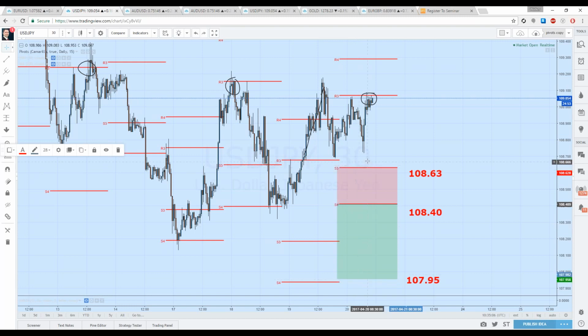Again, if this scenario occurs, traders may elect to use a trailing stop.